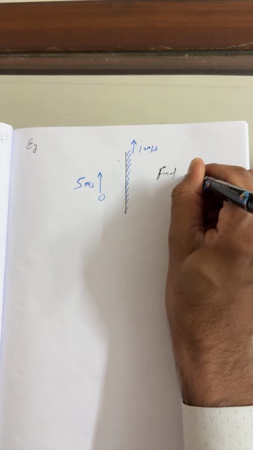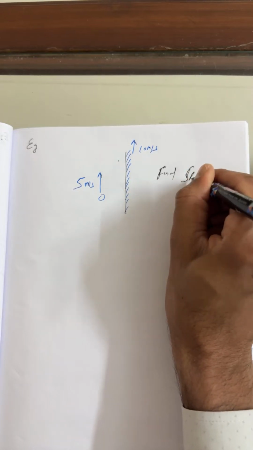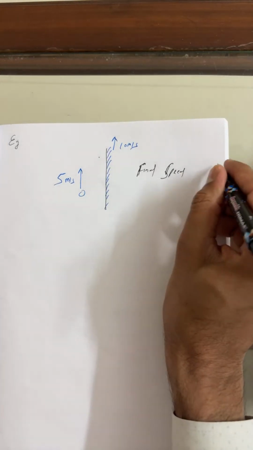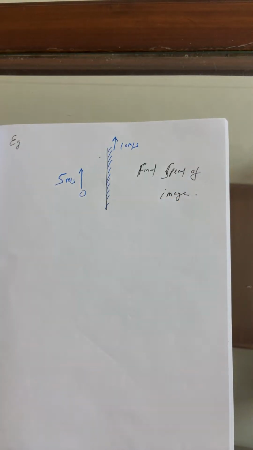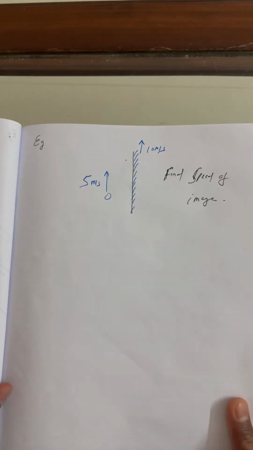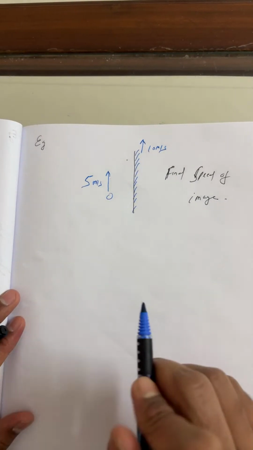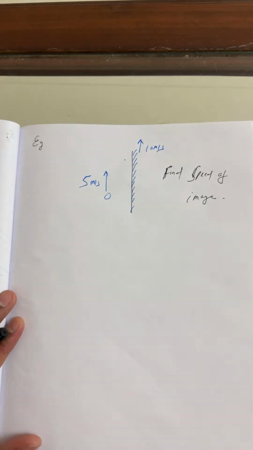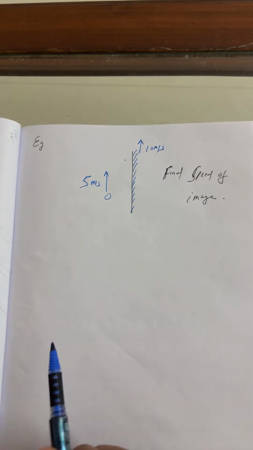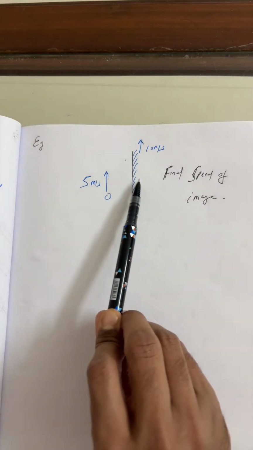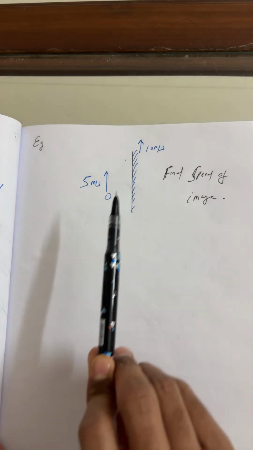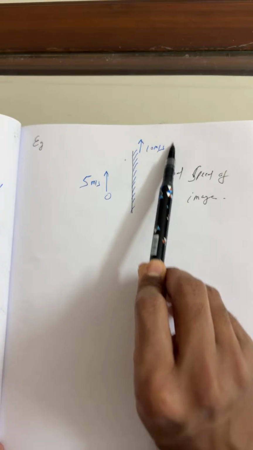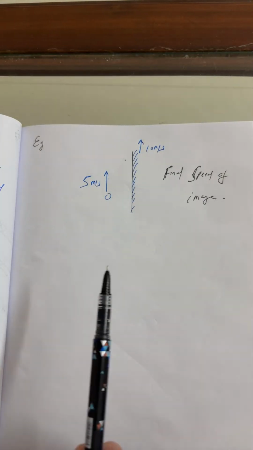Find the speed of image. Find what, my dear? Speed of image. So listen here, this question is not tough at all. What's the logic here? Students, if you get a problem like this, where mirror as well as object both are in motion, there is no contribution of the speed of the mirror. Just keep in mind, it's a short trick.